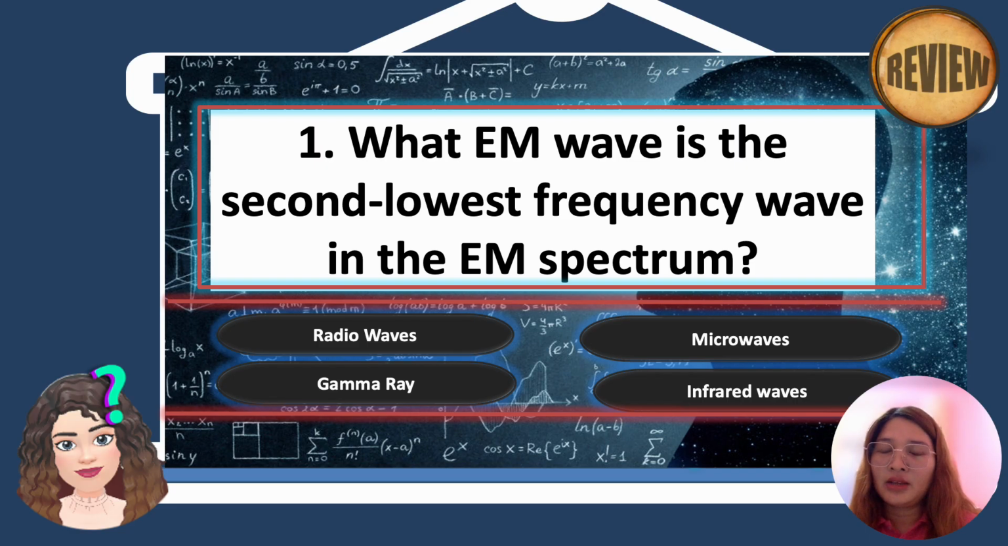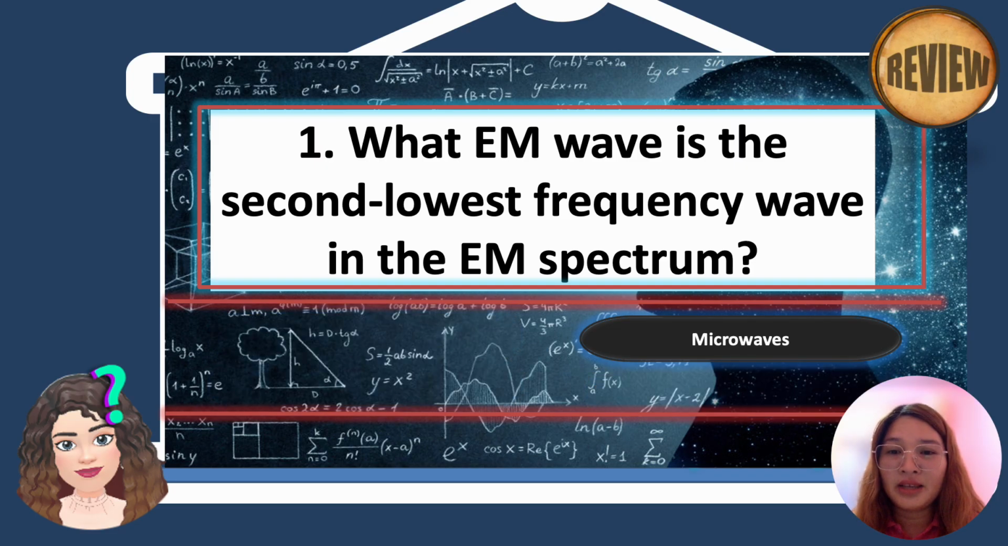Question number 1. What electromagnetic wave is the second lowest frequency wave in the EM spectrum? Radio waves, gamma ray, microwaves, or infrared waves? Very good. The correct answer is microwaves.